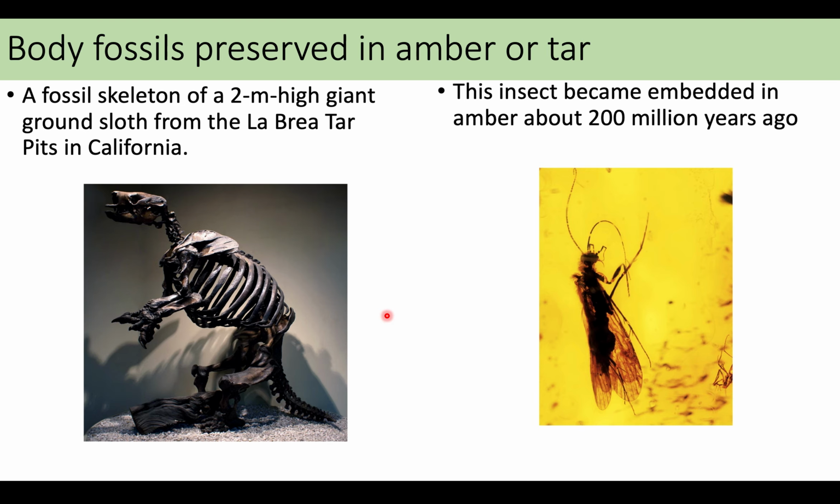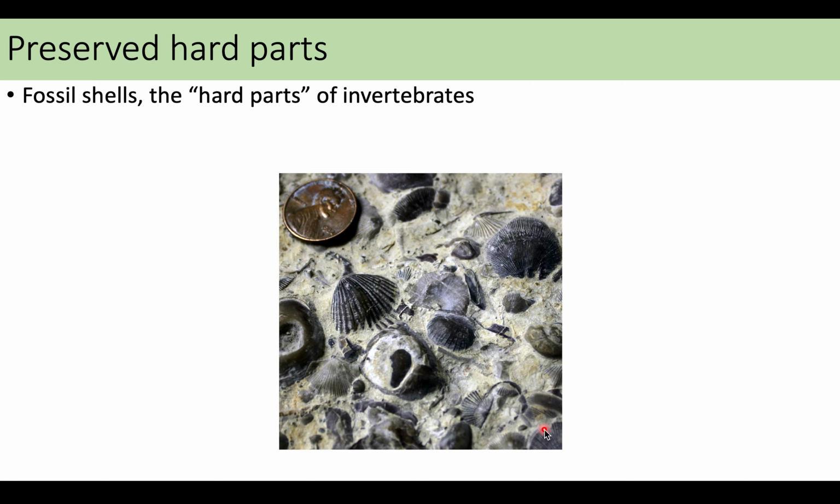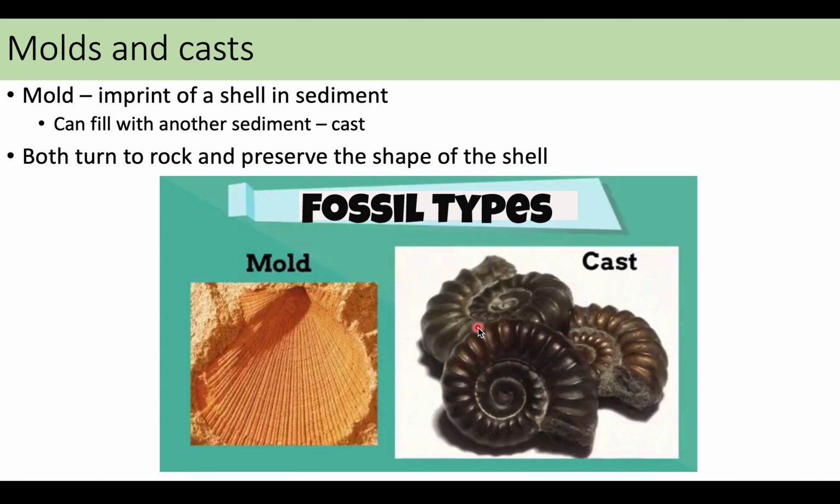What we call preserved hard parts, which are maybe the first thing you think of when you think of fossils. So this is where the hard part of an organism, which is generally the shell, is fossilized. So the rest of the invertebrate, whatever lived in the shell, is gone, but we have the remains of that shell because it was harder than, say, its little body. So that shell can get preserved in a sedimentary rock layer as that sediment deposits on top of the shells.